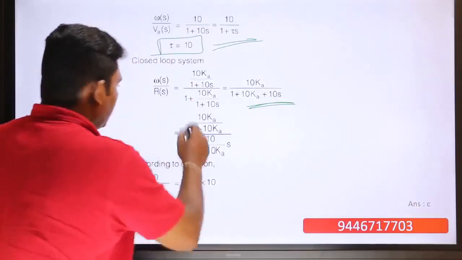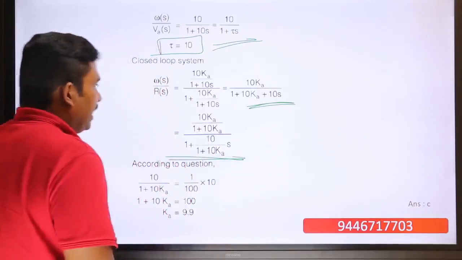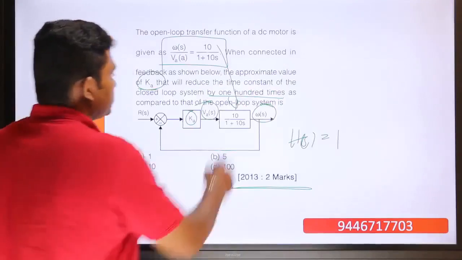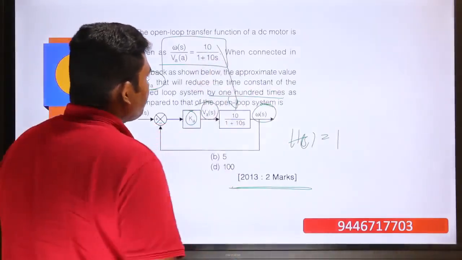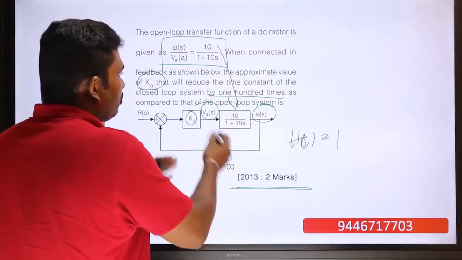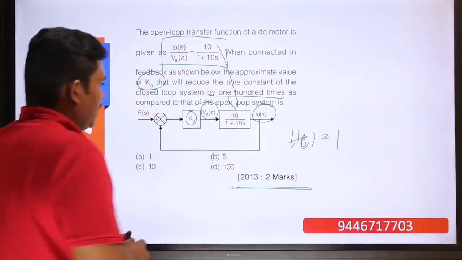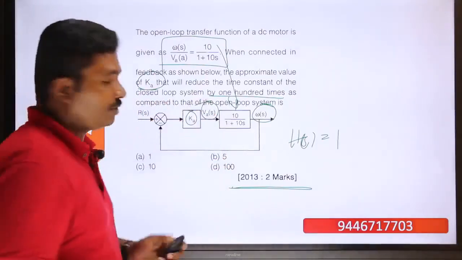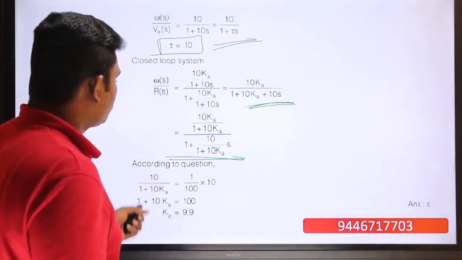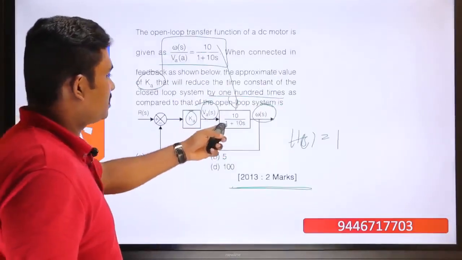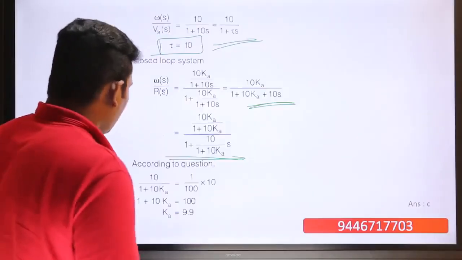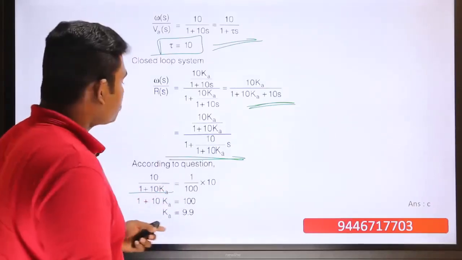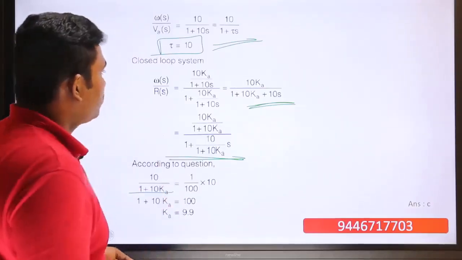So we have obtained the expression in this format, and from the question it is said that for the open loop transfer function of the system 10 divided by 1 plus 10s, we have to find the approximate value of Ka that will reduce the time constant of the closed loop system by 100ths as compared to that of the open loop system. So what is the transfer function for the open loop system? The transfer function for the open loop system is 10 divided by 1 plus 10s. So it is 10 divided by 1 plus 10 Ka. So it has to be reduced to 1 by hundredths of the time constant of the open loop transfer function.